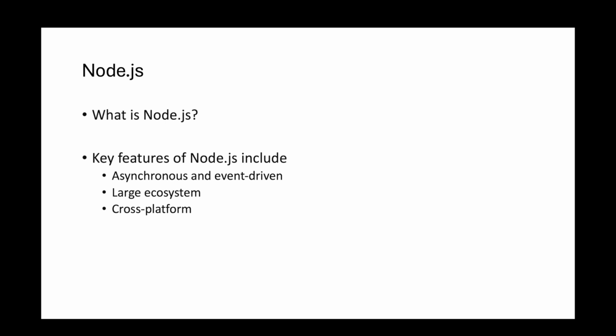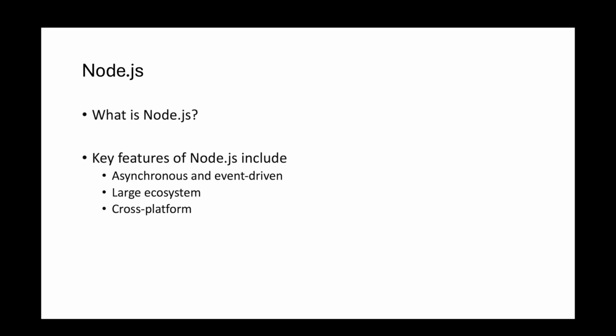Node.js uses a non-blocking, event-driven I/O model, which makes it lightweight and efficient, suitable for building highly scalable and real-time applications. Large ecosystem. Node.js has a rich ecosystem of open-source libraries and frameworks available via npm, Node Package Manager, which makes it easy for developers to integrate third-party modules and tools into their applications.